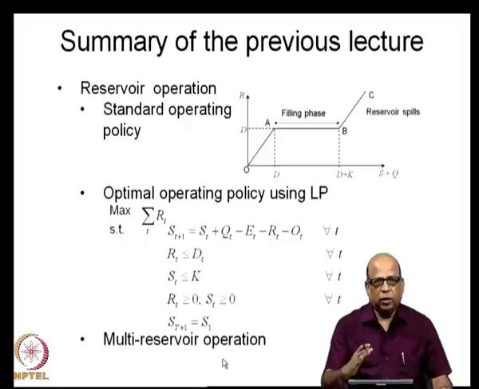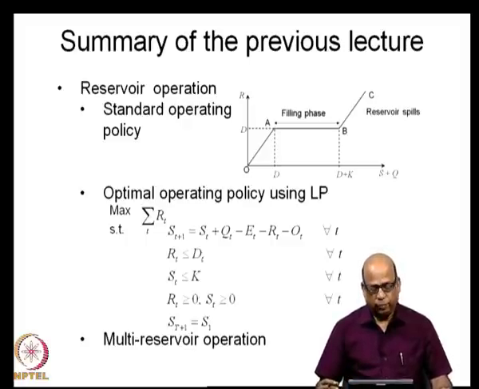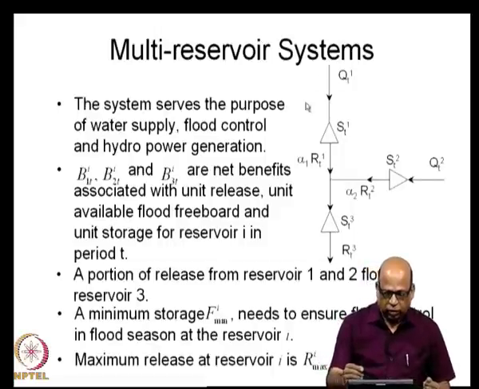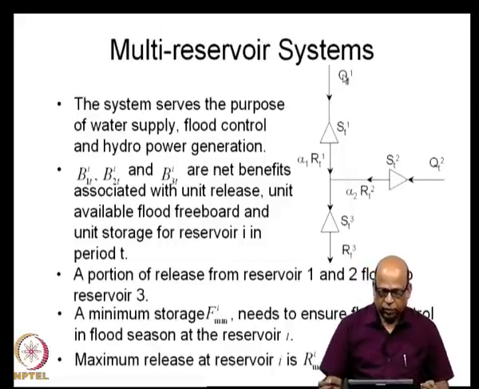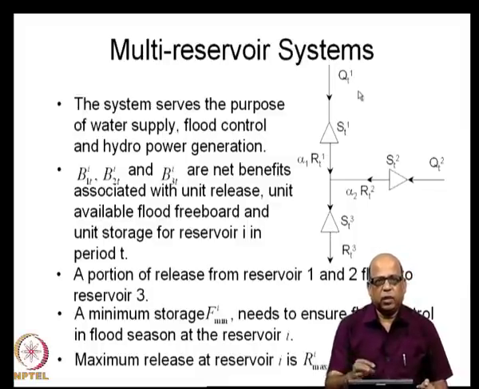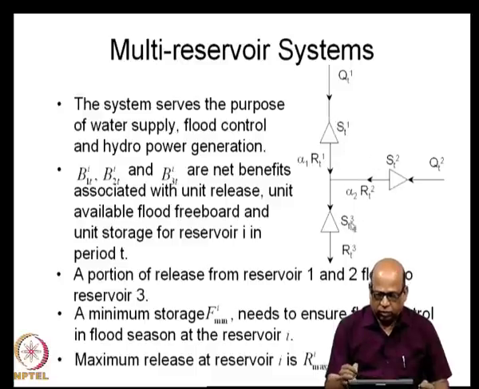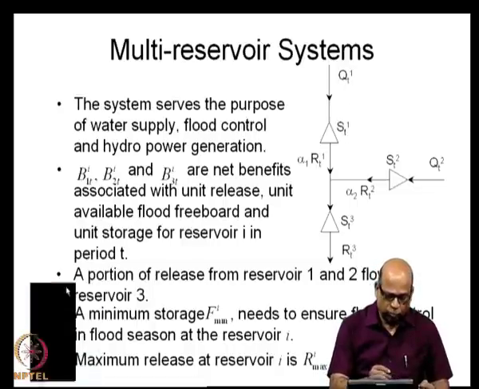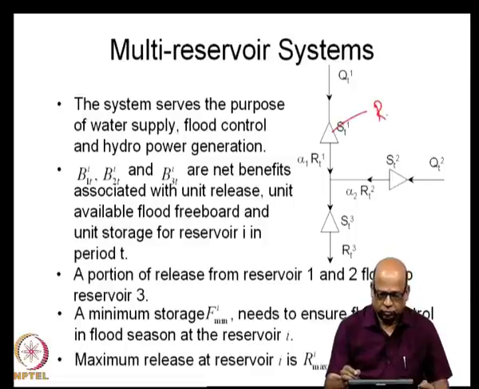So, for completeness, I will restate the problem and then we will formulate the mathematical problem. This is the system that we were considering. There are 3 reservoirs. I encourage you to also look at the previous lecture where I have discussed this in some detail, but I will just give the summary. There are 3 reservoirs here. Each of these 2 reservoirs, that is reservoir 1 and reservoir 2. This is reservoir 1 and this is reservoir 2 and this is reservoir 3.